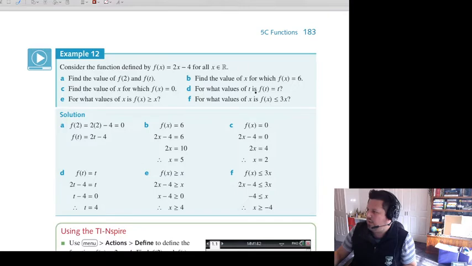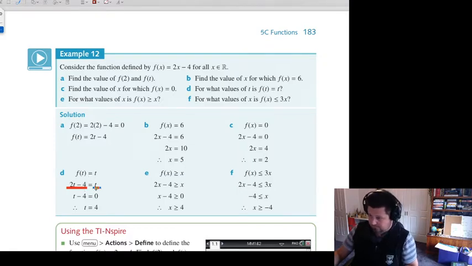For what values of t is f of t equal to t? Okay, so this again, it's not f of x, it's f of t. So you're going to be substituting t into the function, which we can do. So it'll be 2t take away 4, and they're saying it is equal to t. So you'd write out the function, f of t, it's equal to t. You can rearrange things. Hopefully you know how you can move 4 over this side, move the t over this side, and find out what's going on there. t is equal to 4 in this case.